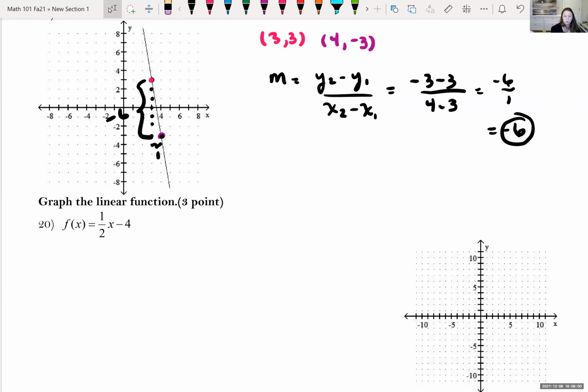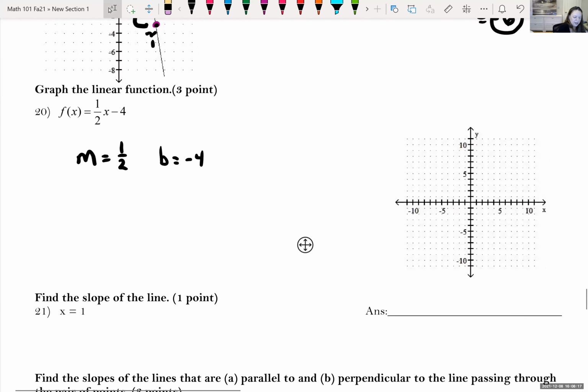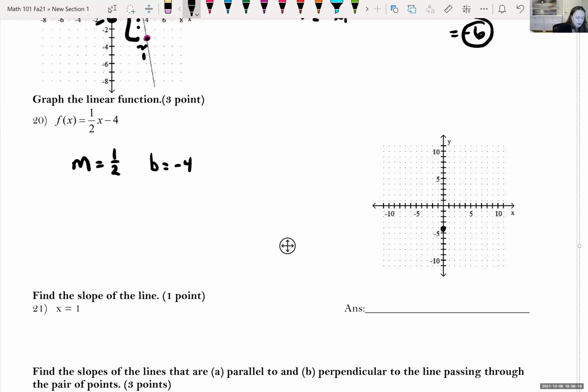This next one wants us to graph this linear function. It's in the form of mx plus b, and so we can tell what our slope is. Our slope is 1/2, and our y-intercept is -4. So we have a y-intercept at -4, and if we rise 1, run 2, rise 1, run 2, we get that line in here.